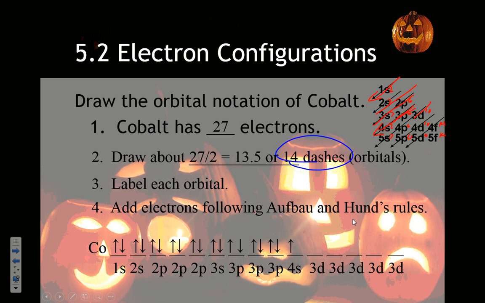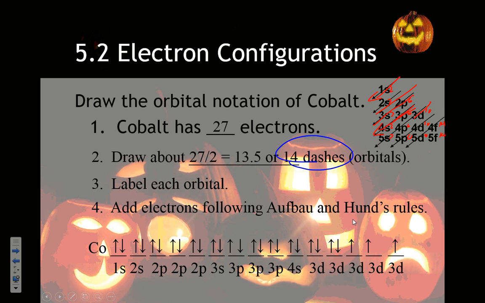The 19th is going in the 4s. The 20th fills it. And I've got 27 electrons, so I'm down to 7. So 21, 22, 23, 24, and 25. And that's why it's so important I remember that the 5th goes in the 3d, then 26 and 27. And now I'm finally done. So this is what my orbital notation or orbital diagram would look like for cobalt.